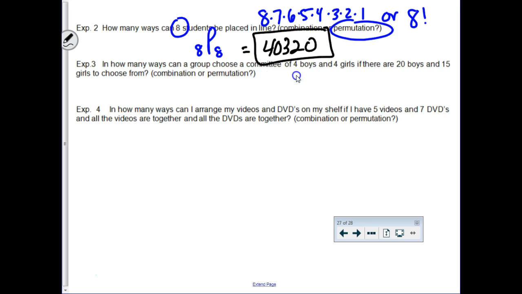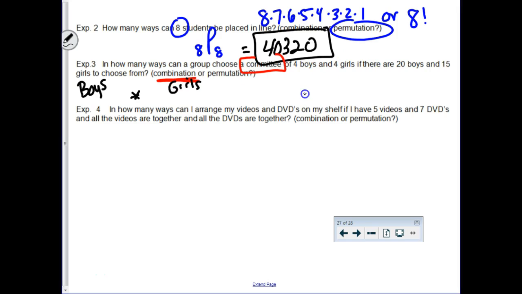All right, I want to choose a committee, keyword there, committee, of 4 boys and 4 girls from 20 boys and 15 girls. So it is a combination, but this is a series of combinations that we're going to multiply together. So you have a combination for the boys, and you're going to multiply it by a combination for the girls.